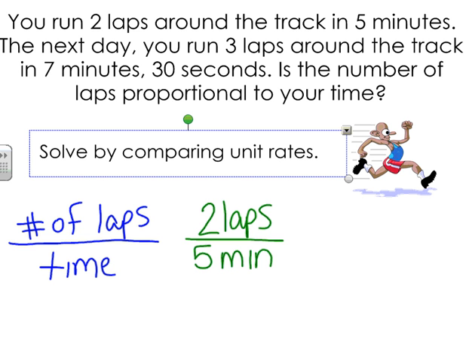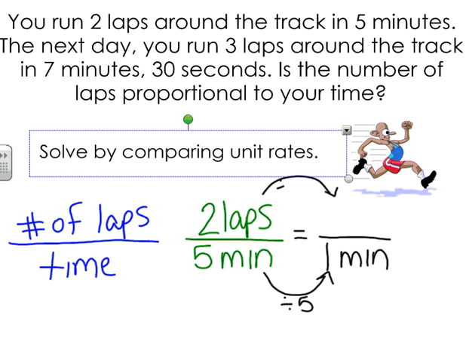Okay, let's simplify that so we can get a unit rate. For a unit rate, I know I need to have 1 of something in the denominator. So I'm going to divide by 5 in the denominator, and I'm going to divide by 5 in the numerator. And then when I do that, 2 divided by 5 is 4/10 of a lap. So on day 1, it took you 1 minute to run 4/10 of a lap, or you could say 4/10 of a lap per minute.